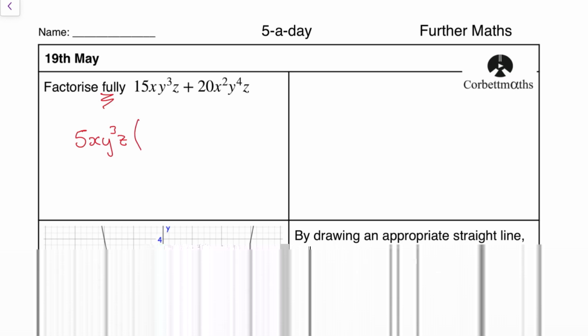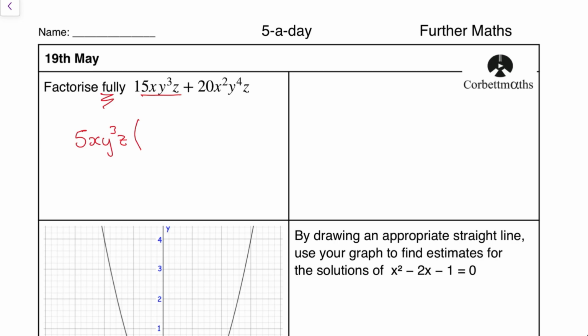Then see what I need to multiply by to get back to these terms. So to get back to 15x y cubed z, actually it's just 3, isn't it? I'm just going to multiply this by 3 because I have the y cubed z x on the outside. This one's a bit trickier. So 20 divided by 5 is 4. x squared divided by x is x. y to the 4 divided by y cubed is y. And the z is the same. And that's it. I have factorised fully.